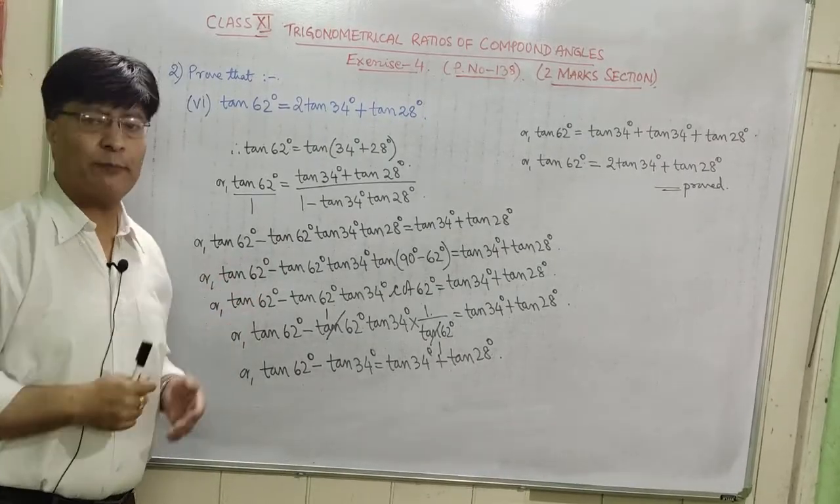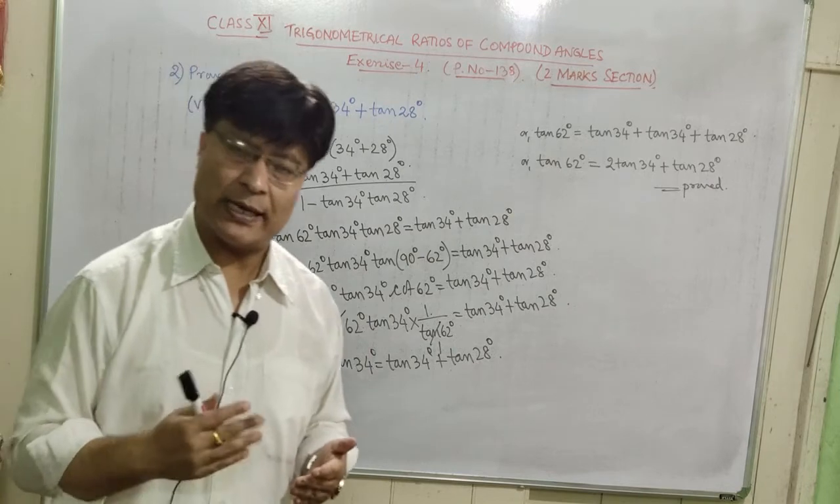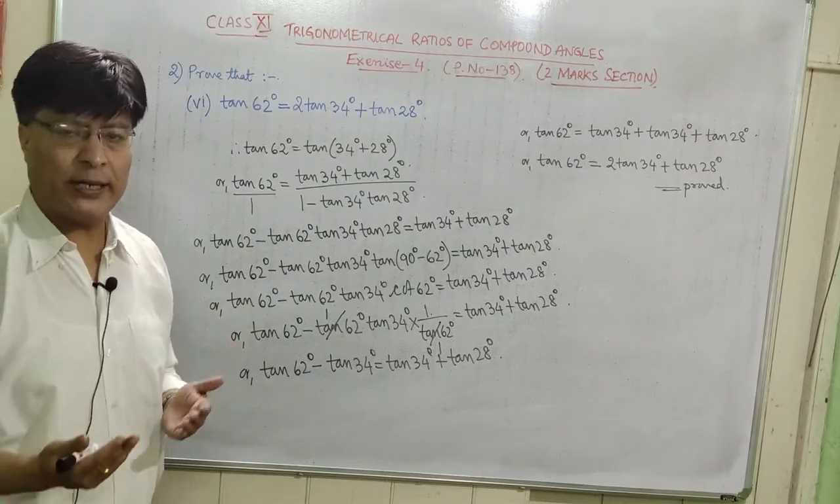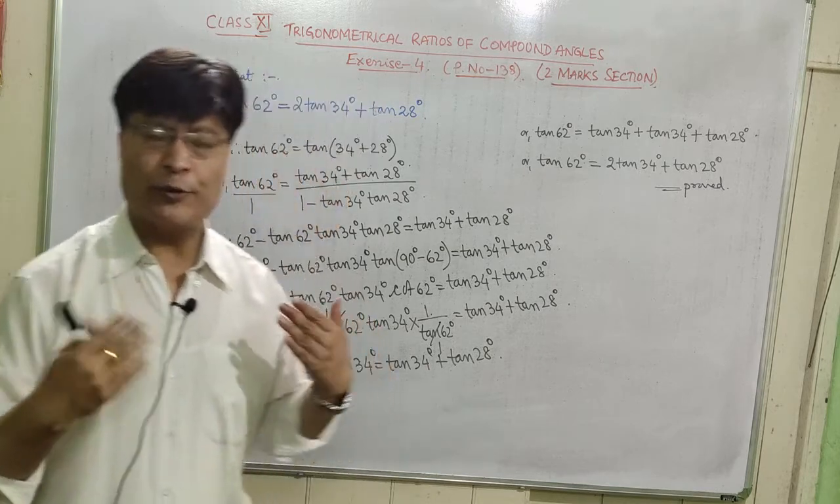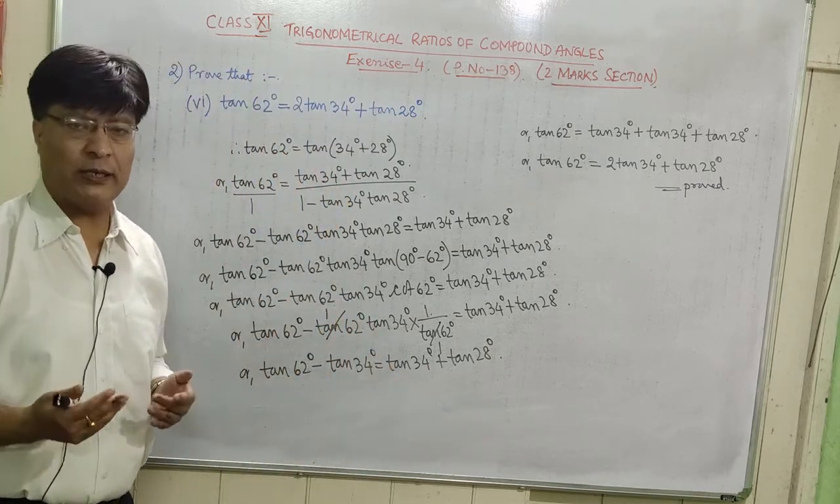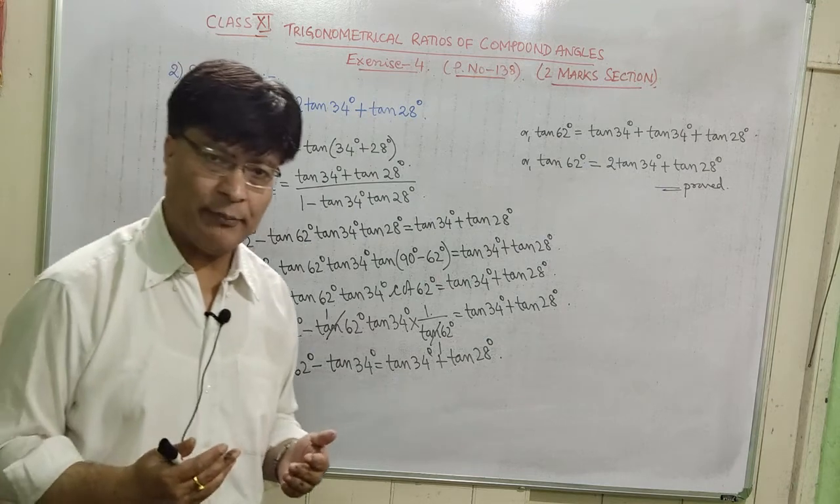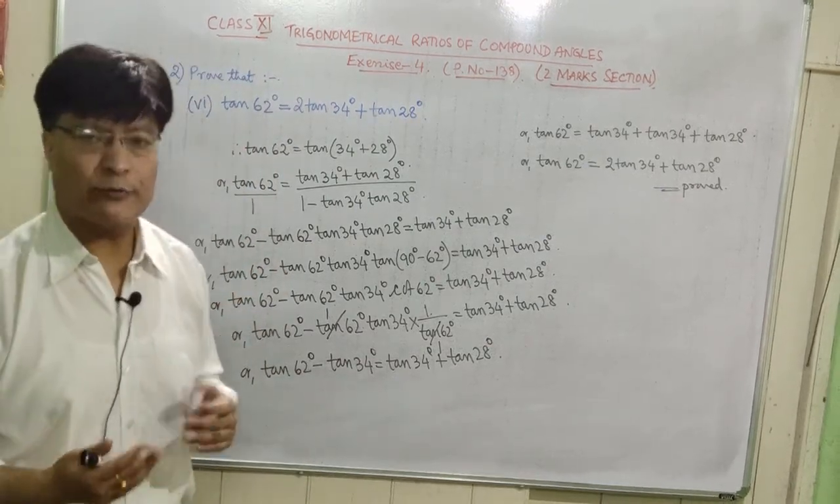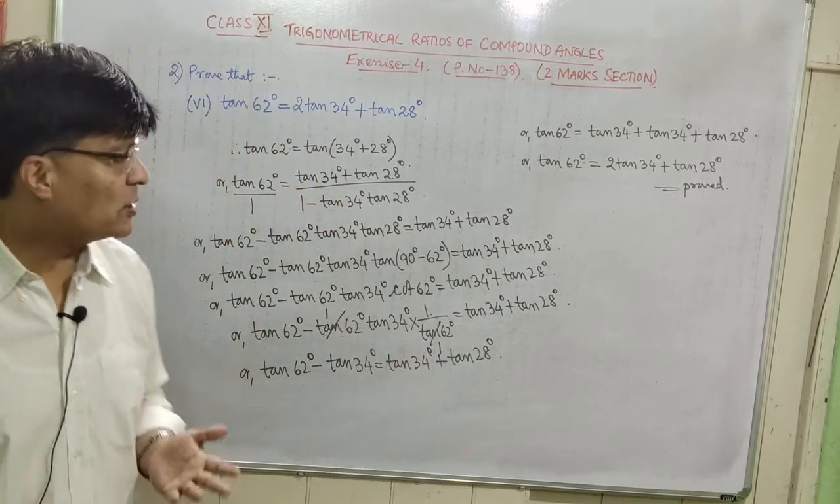We did some problems today and I gave you the homework also. So you revise all the problems that we did today and also you do the homework. If you have any problem, you can ask me, you can call me, or you can write down the comments. Okay, so in the next online class we'll do more problems on this trigonometrical ratios of compound angles. So this much is for today.